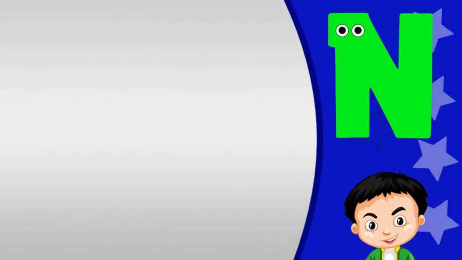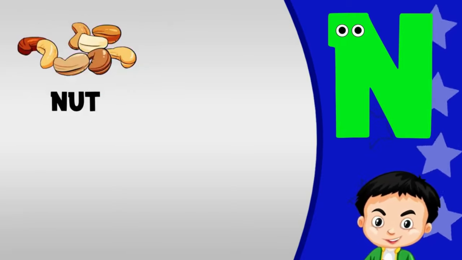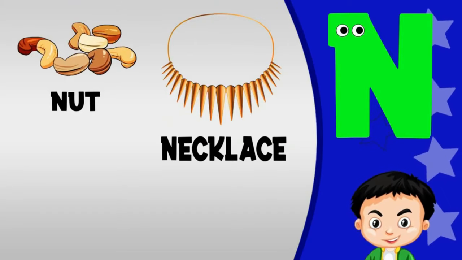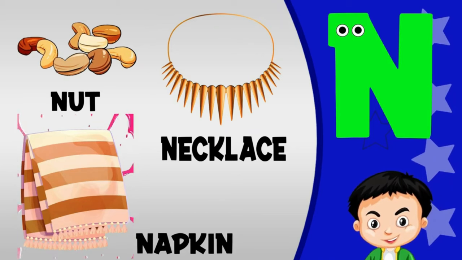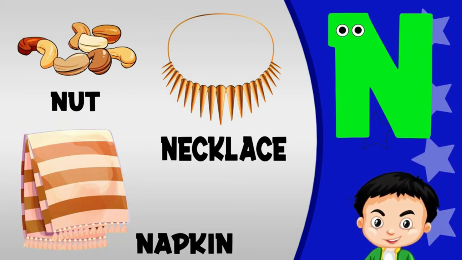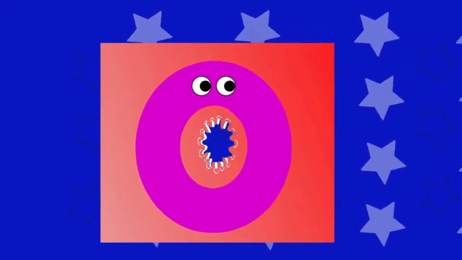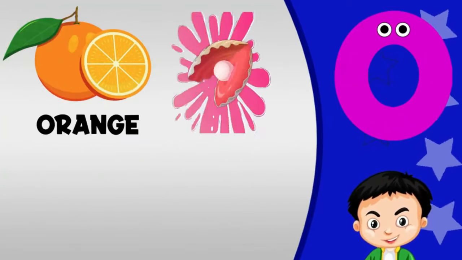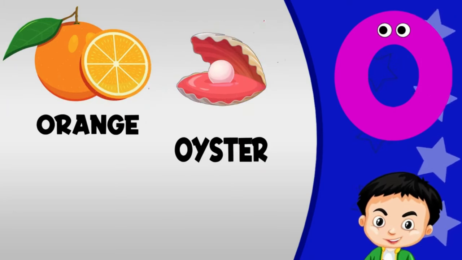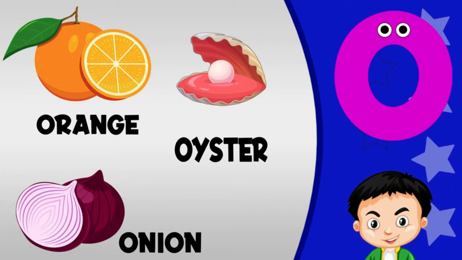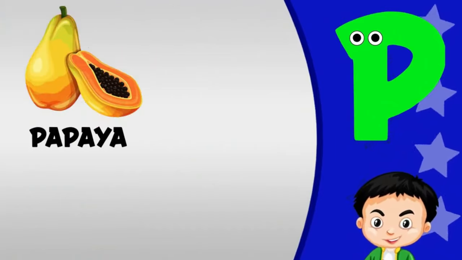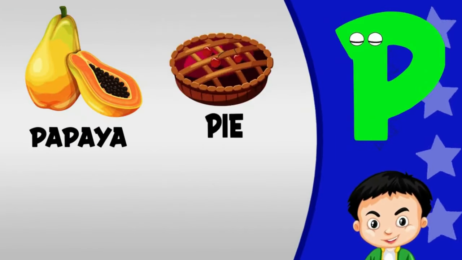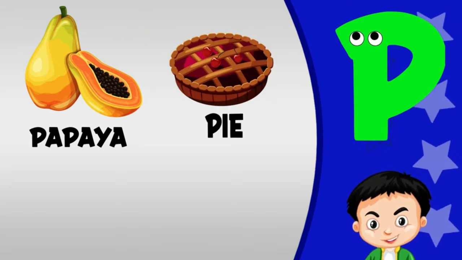N is for nut. N is for necklace. N is for napkin. O is for orange. O is for oysters. O is for onion. P is for papaya. P is for pie. P is for peacock.